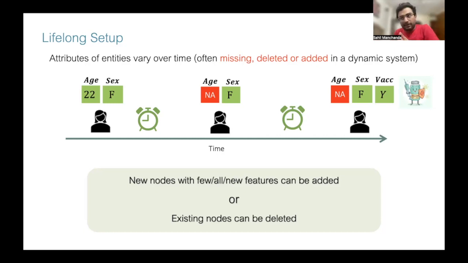And in the real scenario, it's a lifelong setup where features are going to get added or deleted over time. And even the values of the features can change over time. So you need a model which can learn over time as these things are happening, right? So you will have new nodes where new features can come up. All the features can be removed. Some features can be removed. Even some nodes can be deleted. So it's all a dynamic scenario where your graph can also change, and also the features of the nodes in the graph can also change. Okay.